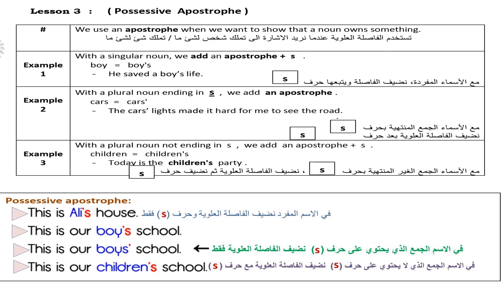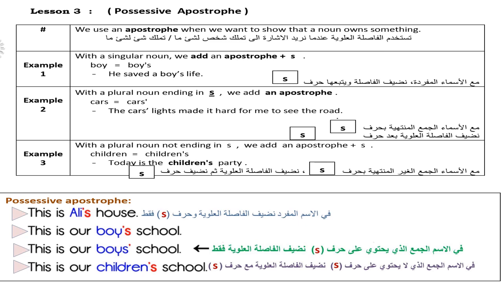Cars, cars'. We add the apostrophe after the s, not before it, with the plural with s. The cars' lights made it hard for me to see the road. With a plural noun not ending in s, we add an apostrophe plus s, like the singular noun. Children is a plural, but it is an irregular plural, so we are going to deal with it as a singular noun. Children, children's. Today is the children's party.